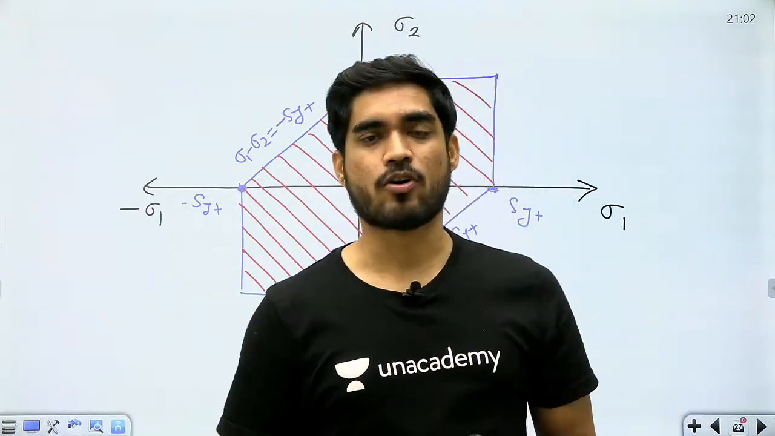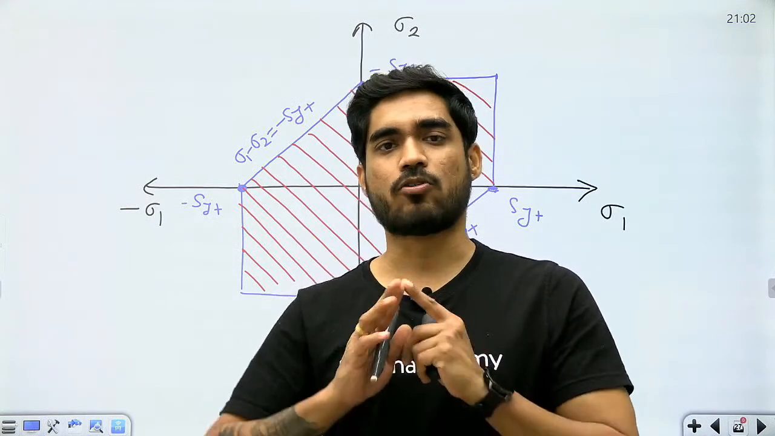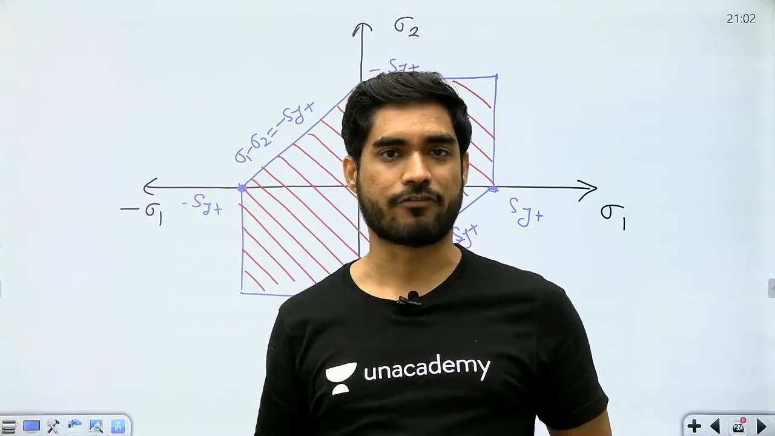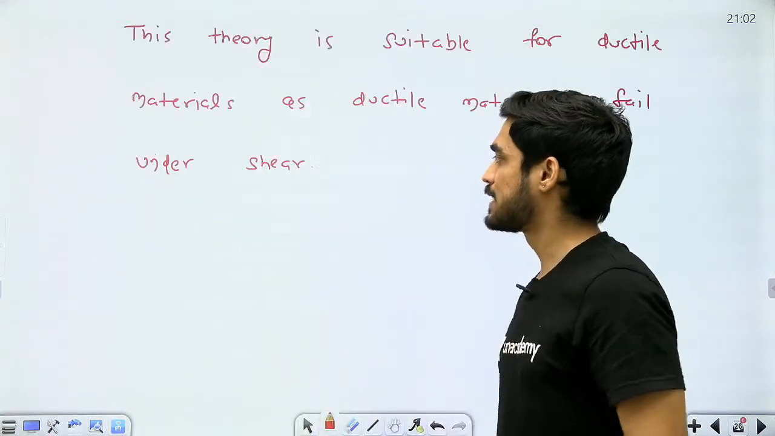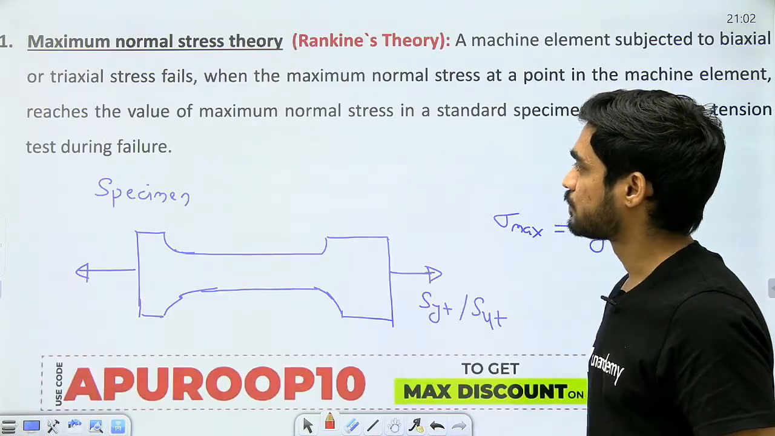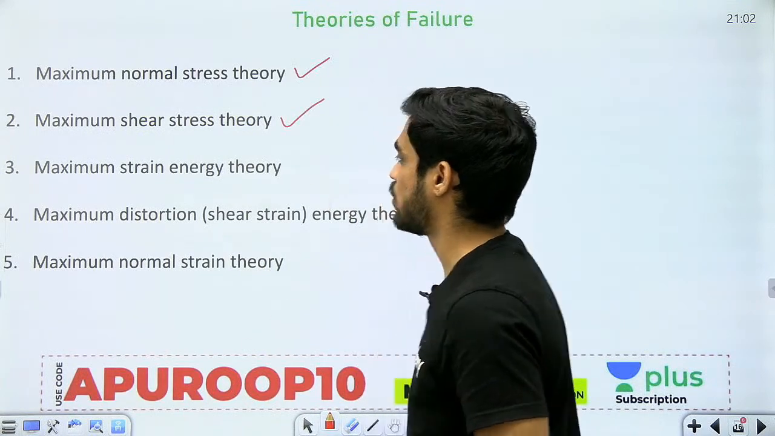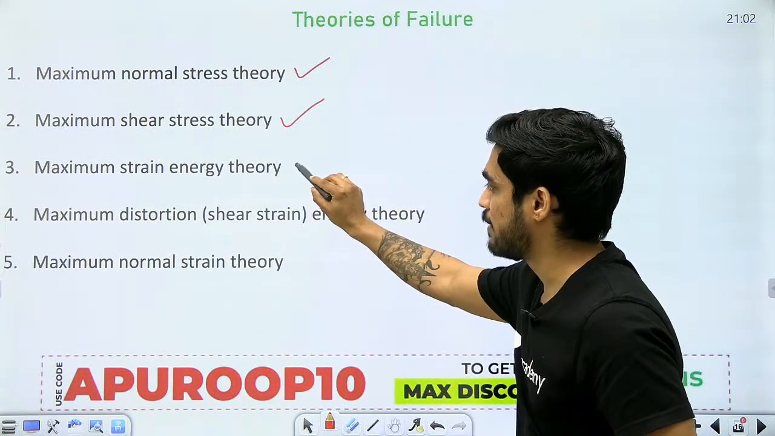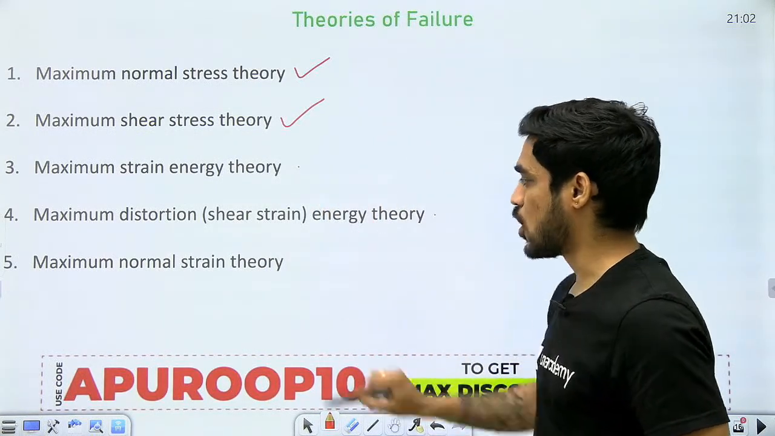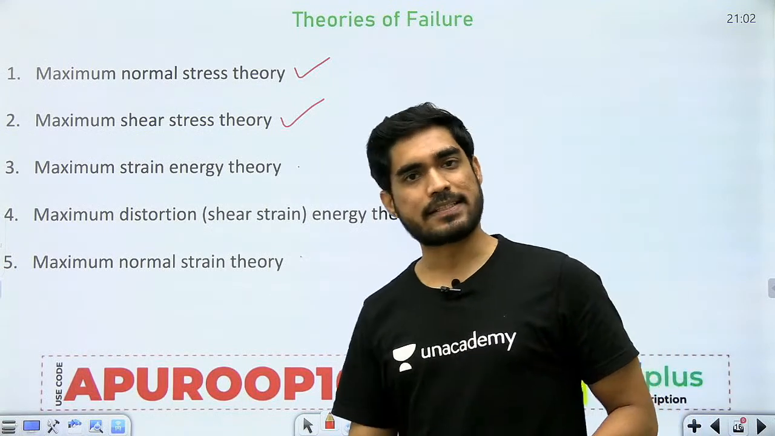Okay, now beta we have exceeded our time. So beta tomorrow I am going to continue and I am going to cover the rest of the 3 theories of failure. Today we only saw maximum normal stress theory. आज हम लोगों ने maximum normal stress theory cover की and maximum shear stress theory cover की. Tomorrow I am going to cover maximum strain energy theory, distortion energy theory, and normal strain theory.